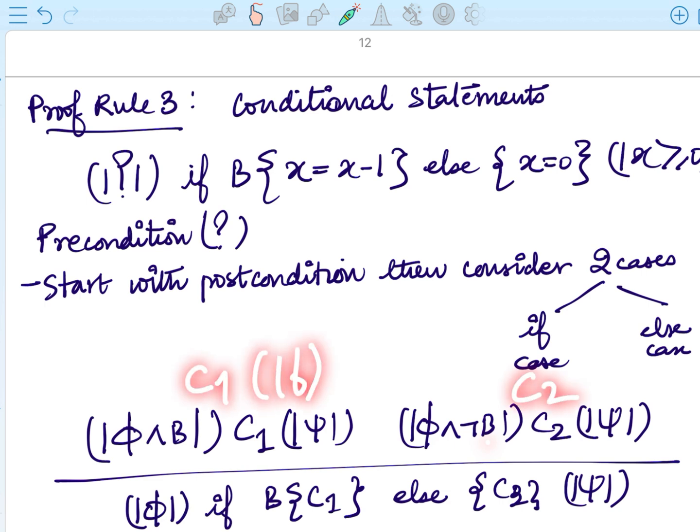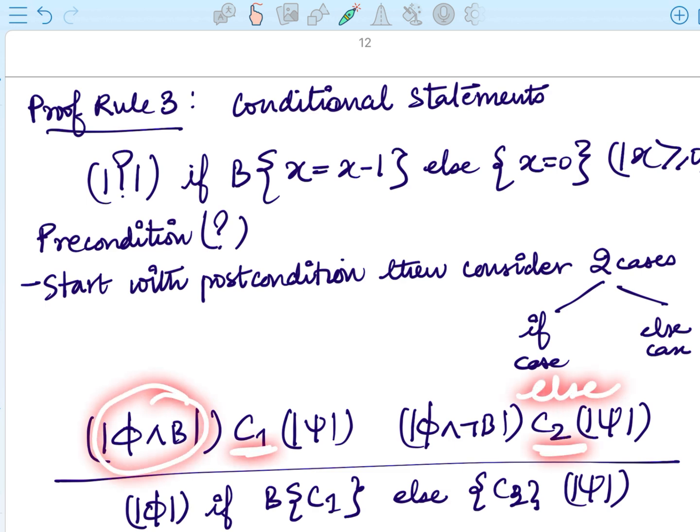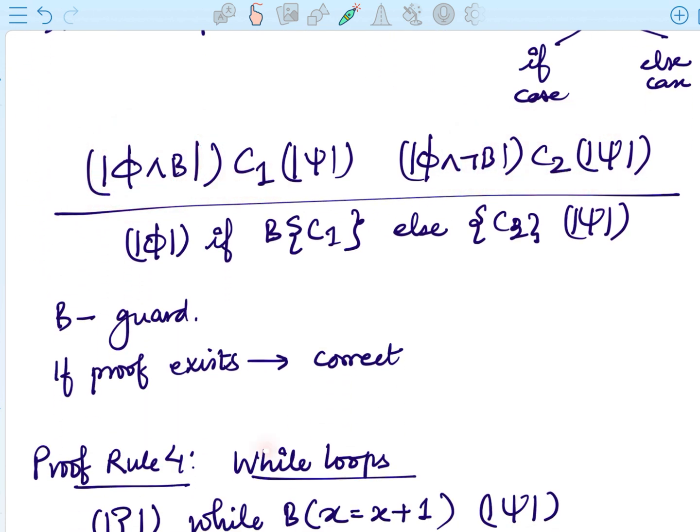If it is true, this command will be executed. If else is true, then this command will be executed. That is why if the guard is true, C1 will be executed, there is no negation. But if the guard is not true, C2 will be executed, there is a negation. And this is the formula for phi. If B C1, else C2 psi. Okay. Here is the guard. If proof rules exist, then it is correct. If proof rule doesn't exist, then it is incorrect.